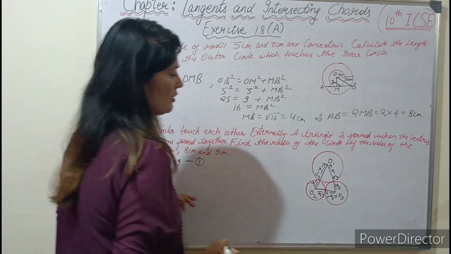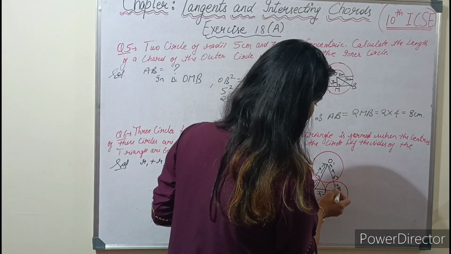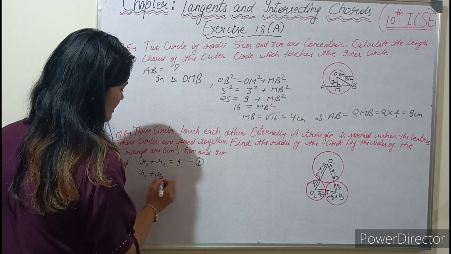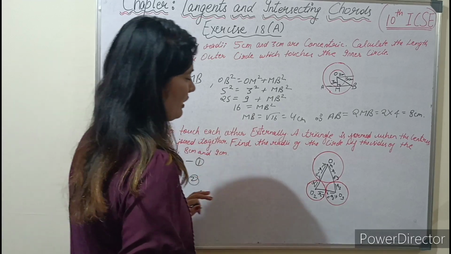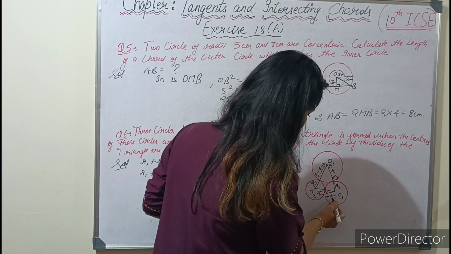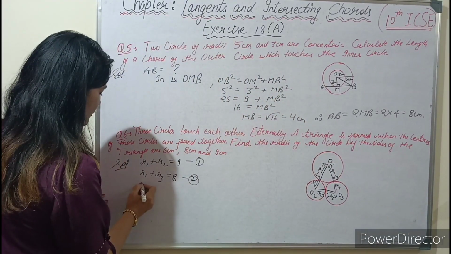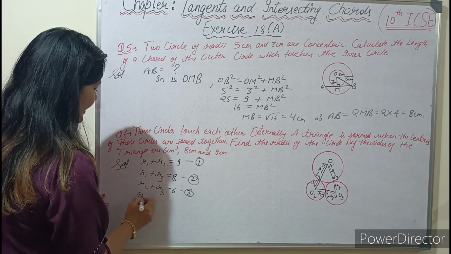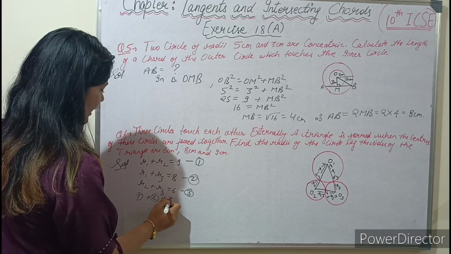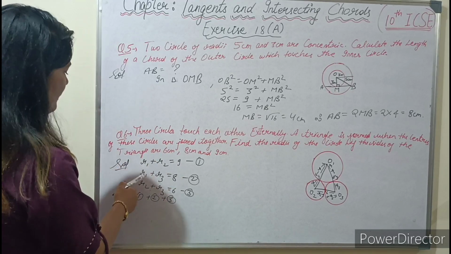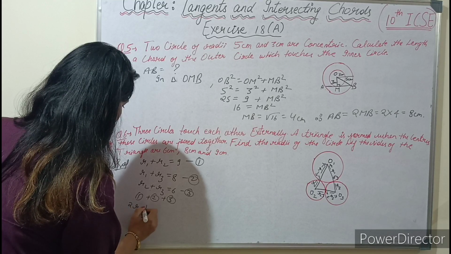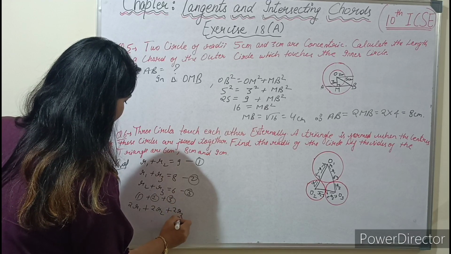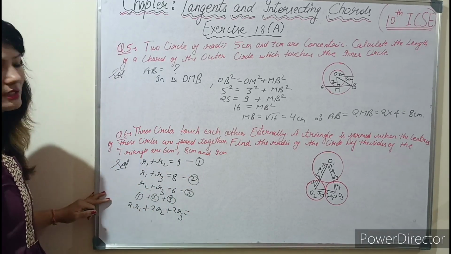This is equation 1. In the similar way, R1 plus R3, this value is 8. So R1 plus R3 is equals to 8, equation 2. And in the similar way, R2 plus R3 value is 6 cm. So R2 plus R3 is 6, equation 3. Now adding equation 1, equation 2 and equation 3, R1 plus R1, this is 2R1, R2 plus R2, this is 2R2 and R3 plus R3 is 2R3. And here 9 plus 8 plus 6, that is 23.